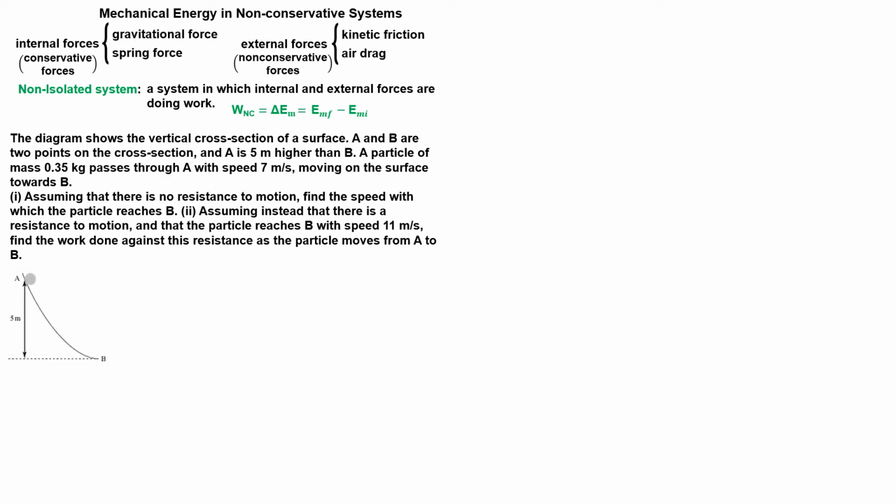In the first part of the question, there is no friction in the system, so this is an isolated system. The mechanical energy at state A is the same as the mechanical energy at state B. We know that the loss of gravitational potential energy as the particle goes down the slope is equal to the gain in kinetic energy over the length of the slope.